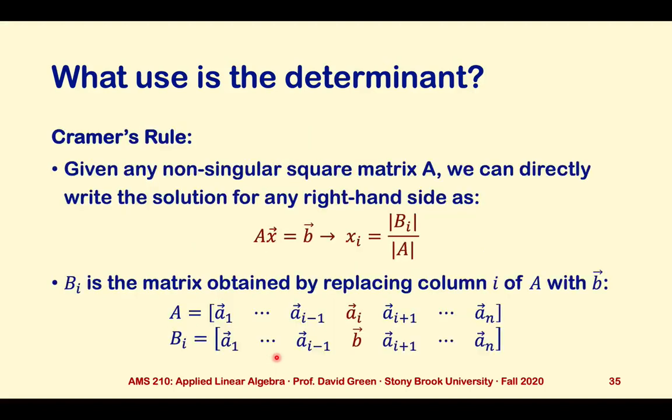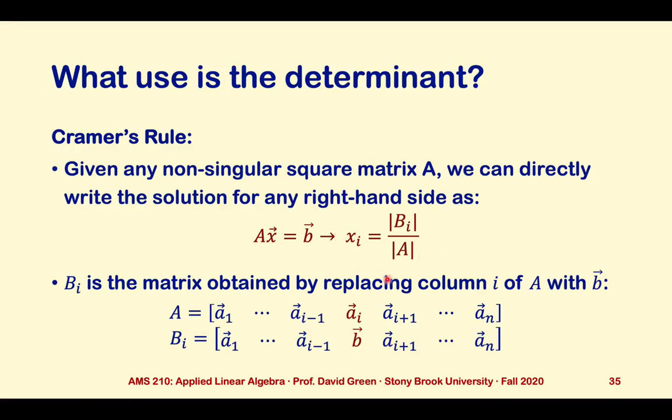What other uses are there for the determinant? There's also a result known as Cramer's rule that allows us to directly solve linear systems using determinants, without going through elimination. Cramer's rule is expressed as this. If we have a non-singular square coefficient matrix A, the linear system AX equals B has a solution given by the expression here.